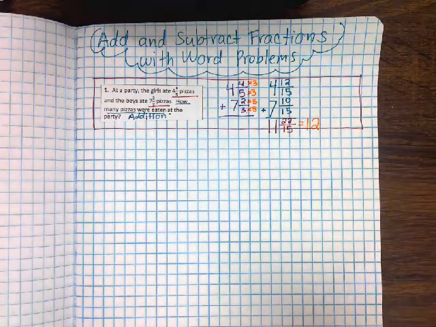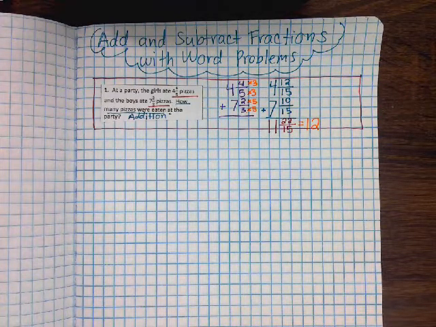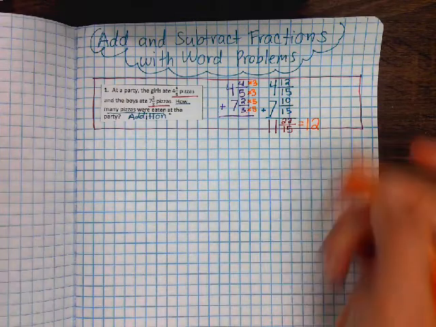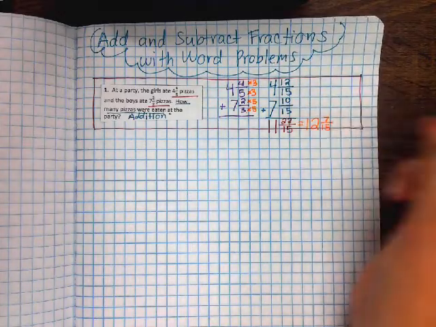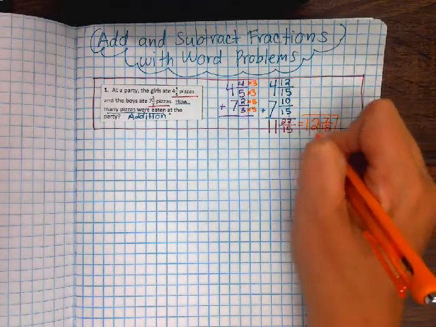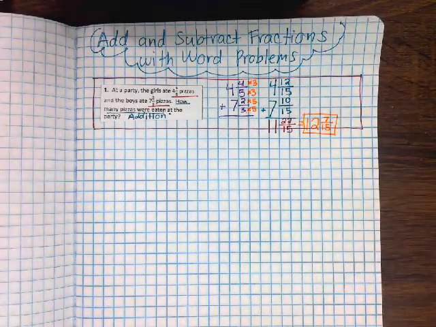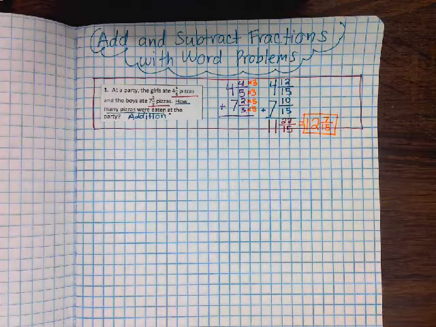When I took out that group of 15, how many do I have left over? Well, 22 minus 15 is 7. 7 is my numerator, 15 is my denominator. So 12 and 7/15 is my final answer. That's how many pizzas were eaten at the party.